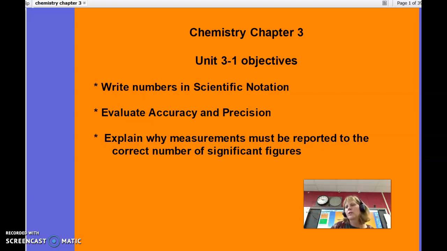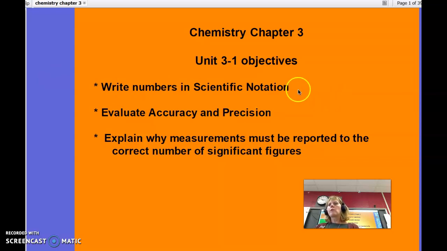Hello, chemistry students. We kind of skipped an earlier chapter, chapter 3, so we're going to go back and cover that now. It's a lot of scientific notation, which I know you've talked about before, and most of you probably know what that is, but we have to go over it and some other concepts along with that.